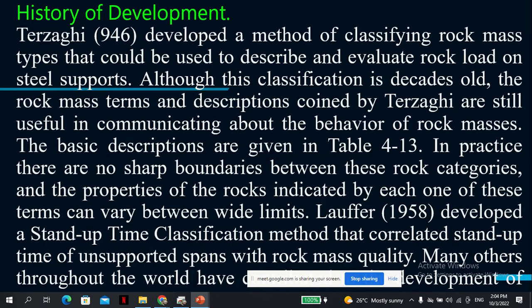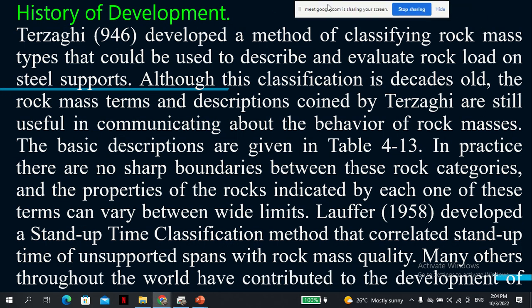So, the history of development of these methods. Terzaghi in 1946 developed a method of classifying rock mass types that could be used to describe and evaluate rock load on steel supports. Although this classification is decades old, the rock mass terms and descriptions coined by Terzaghi are still useful in communicating about the behavior of rock masses.